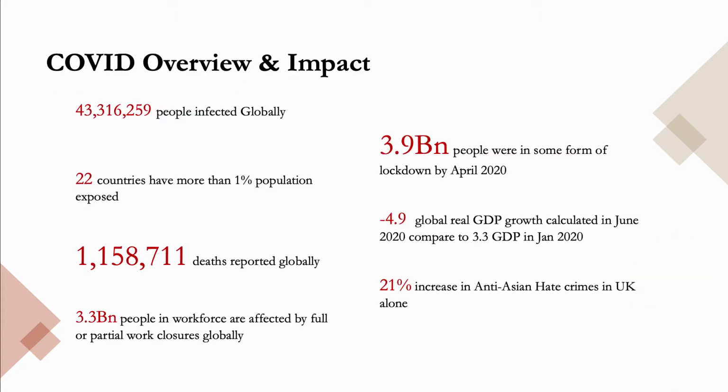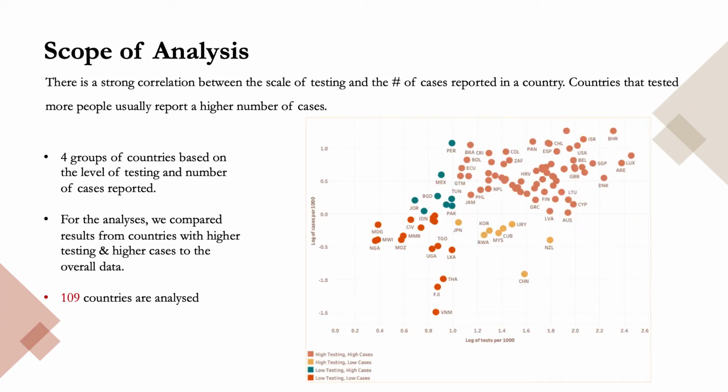Let's begin with an overview of the COVID-19 impact. With 43 million people affected, over 1 million lives lost, and 3.3 billion global jobs at risk, COVID-19 has become the defining moment of our generation, and data will help us make sense of what really happened. First, we filtered our data.